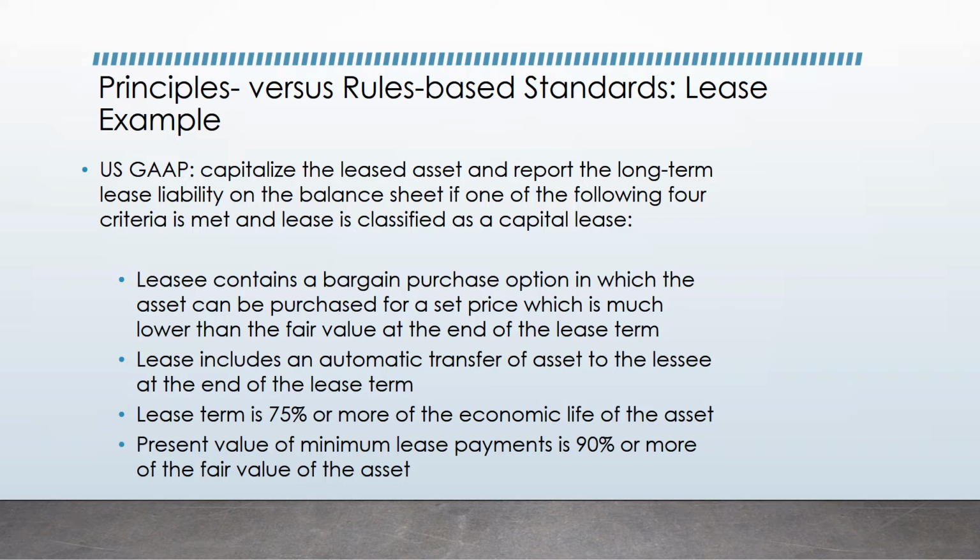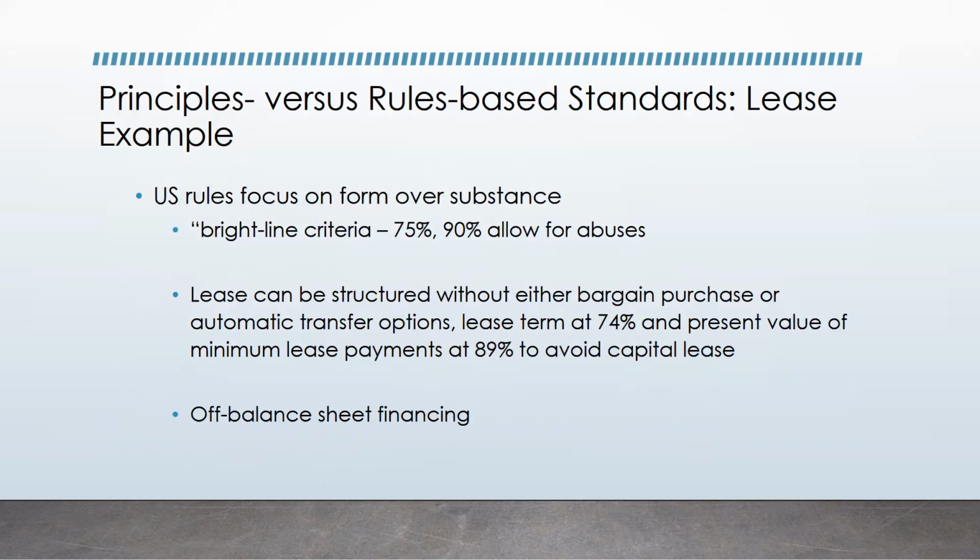So the new lease accounting standard keeps these same basic criteria, but the big difference between the old lease accounting standard and the new lease accounting standard is that all leases go on the balance sheet, the leased asset and the lease liability. So this 75% and the 90% that are used in those last two criteria are what we call bright line criteria. And this is what allowed for companies to structure the leases in such a way that they did not have to put them on the balance sheet.